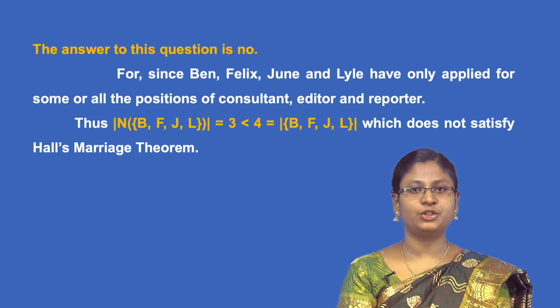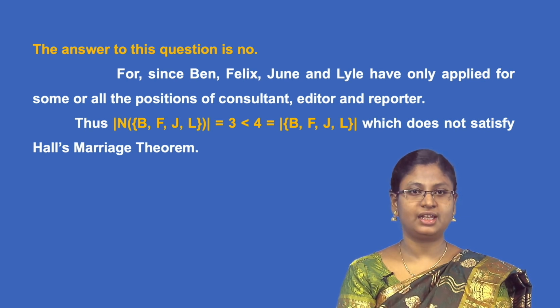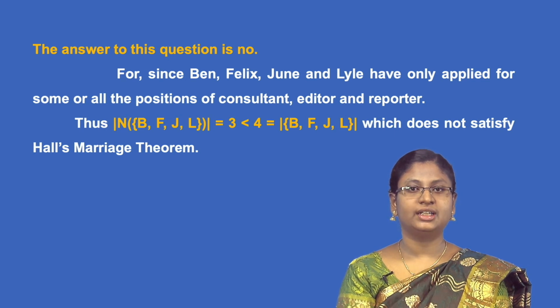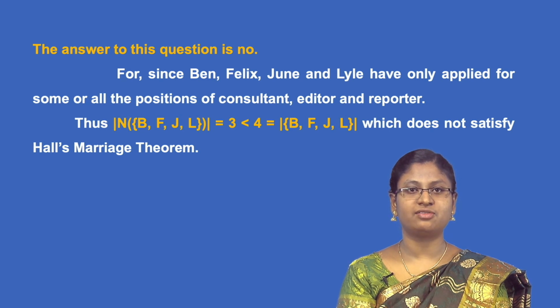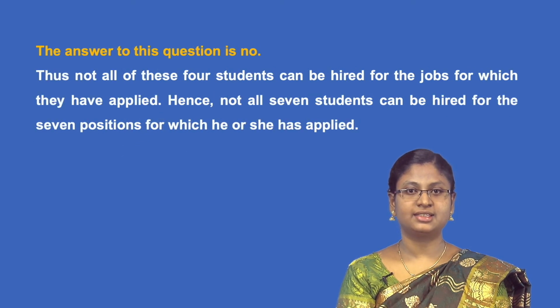So, the answer to the question is no, since Ben, Felix, June and Lyle have only applied for some or all of the positions of consultant, editor and reporter. Thus, the cardinality of N of the set consisting of B, F, J, L is equal to 3, which is less than 4, the cardinality of the set consisting of B, F, J and L, which does not satisfy Hall's marriage theorem. Thus, not all of these 4 students can be hired for the jobs for which they have applied. Hence, not all 7 students can be hired for the 7 positions for which he or she has applied.